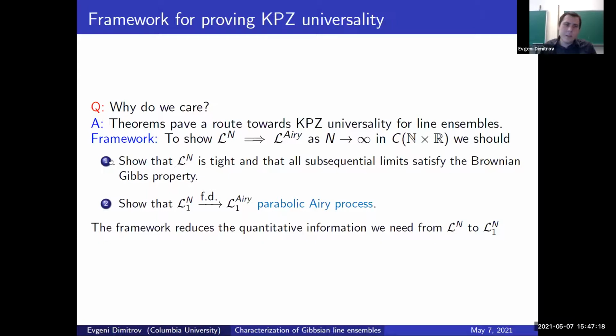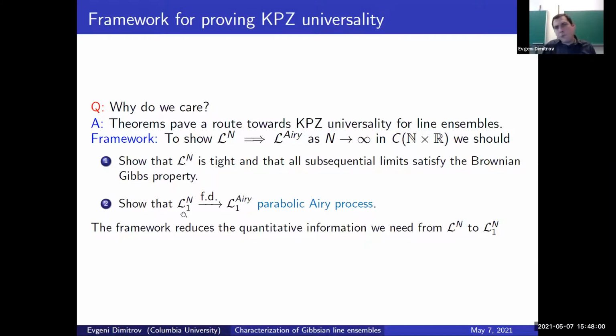And so the framework that I've proposed consists of establishing the following two steps if you want to answer this question. The first one is getting some qualitative information about your sequence of ensembles. So you want to show that that sequence is tight and that all subsequential limits satisfy the Brownian Gibbs property. So again, typically you're dealing with something that locally looks like avoiding random walkers, which formally in the limit should look like avoiding Brownian motions. So you're not really after some precise statement here. You're rather interested in establishing some qualitative features of your sequence.